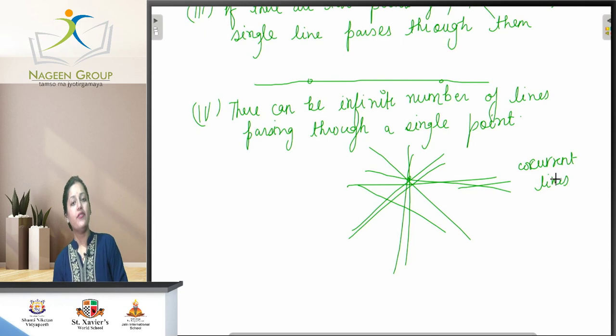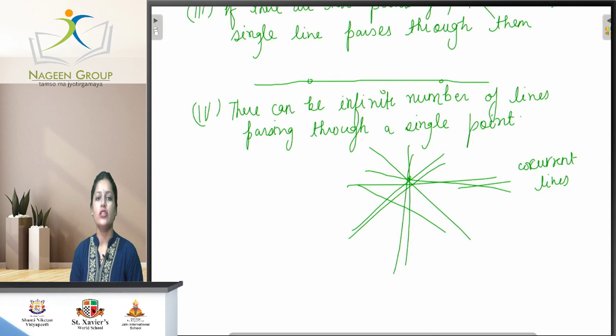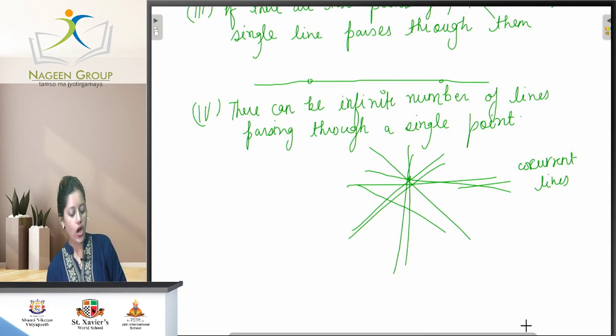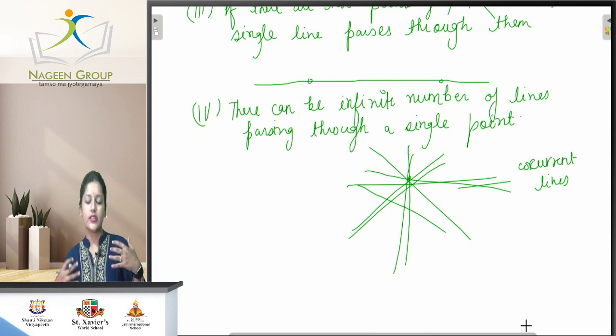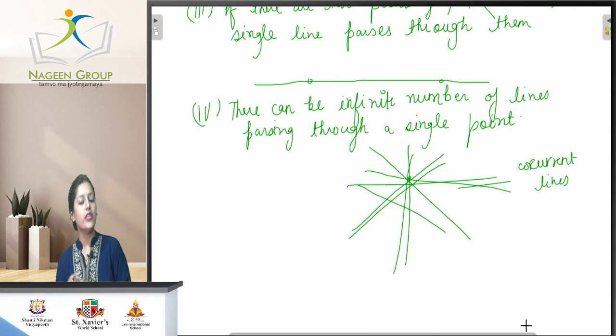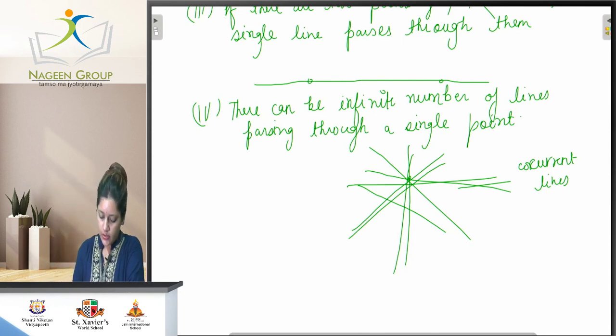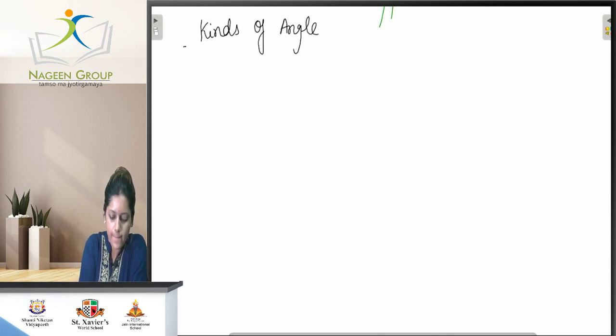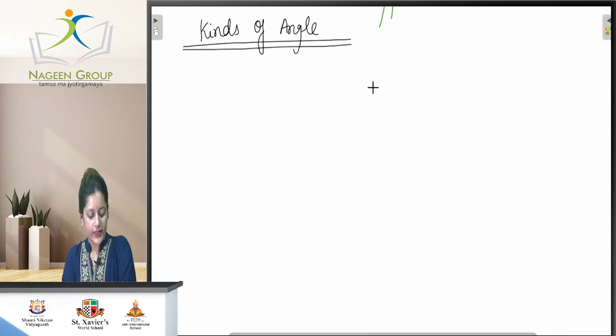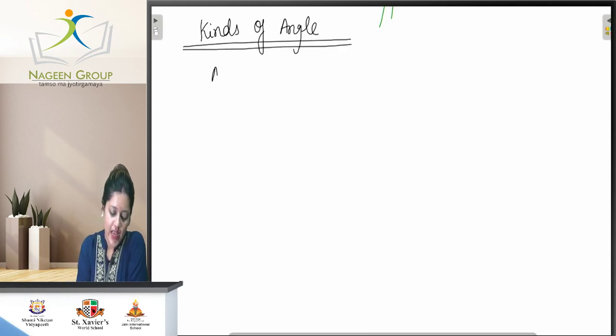Understand? These are the very basic terms related to the line, and the notes are also related to the line only. Now we are going to study the kinds of angles. As we have already learned about angles, now we are going to learn about the kinds of angles. So the heading is kinds of angle. The first one is the acute angle.